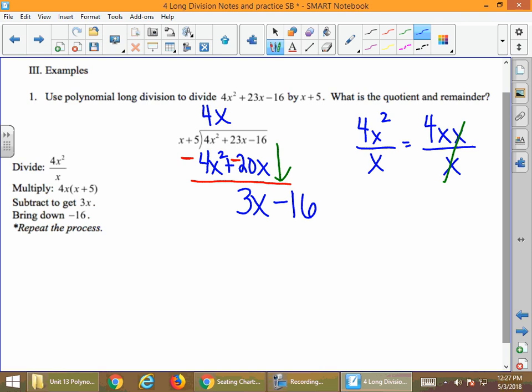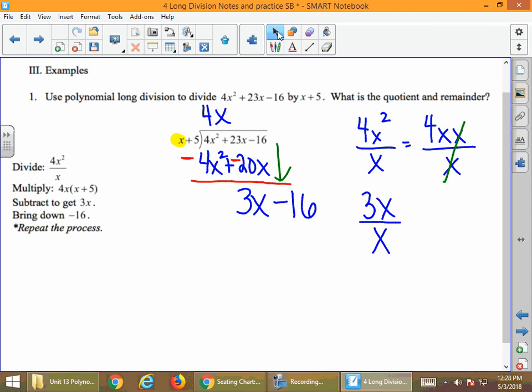What we're trying to do is we're always trying to get rid of the highest degree term. In this case, now it's 3x. So we're going to take 3x divided by x, and where the x is coming from is here. That x right there that I just highlighted. We're dividing by that. Luckily on this one we don't have to write anything out longhand because 3x divided by x is simply 3. And that's what's going to go up here on top of our division bar.